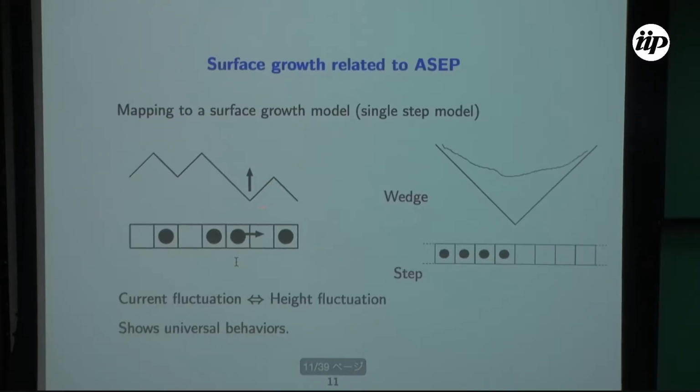All right. In the language of the exclusion particle model, the mapping is very simple. So this is the configuration for ASEP. If you replace this empty site by an upward slope, and an occupied site by a downward slope, then the particle configuration becomes a surface configuration, and the dynamics of ASEP corresponds to some surface growth model. And in this mapping, the current fluctuation for ASEP we are interested in is nothing but the height fluctuation of this surface growth model. And for example, the step initial condition, which we are studying for ASEP, corresponds to the wedge type initial condition for the surface growth case.